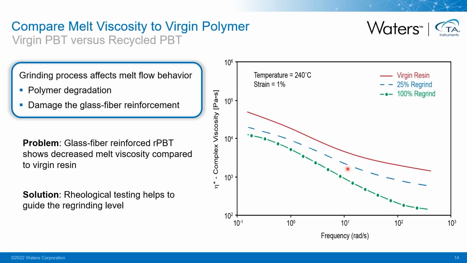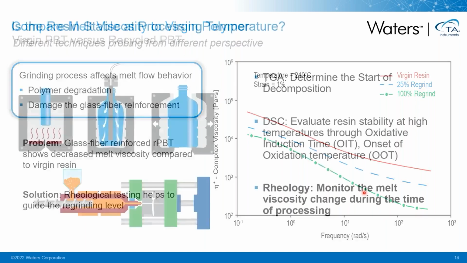Using this rheological evaluation, we can provide information on how much regrind reduces melt viscosity. And also, we can guide the processing engineers on how much virgin resin needs to be mixed with the regrind in order to achieve the ideal melt viscosity for processing needs.